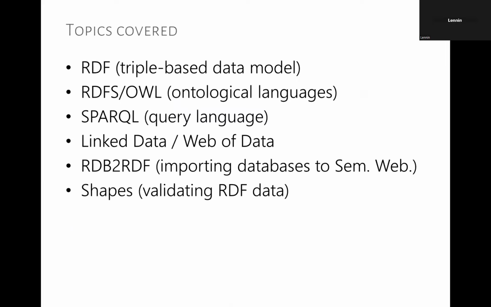Introduction. So about the course, we're going to talk a little bit more about the elements of the course. The main 6 topics we're going to cover. We're going to cover, first of all, data, the RDF data model, the triple-based data model, which is thought of for the semantic web. It's a specific web-based data format.